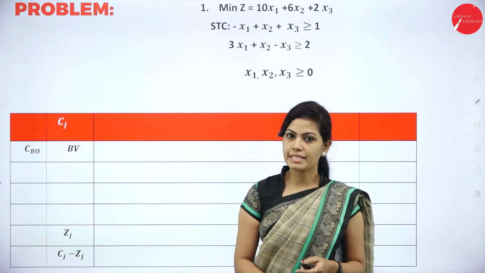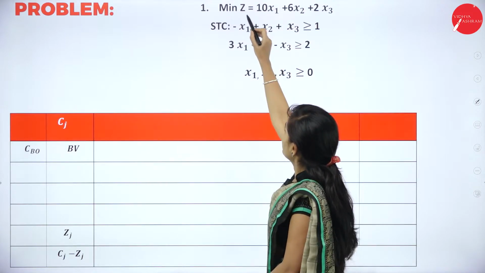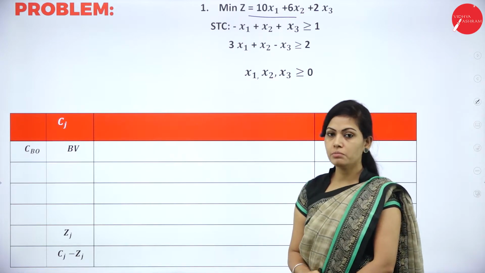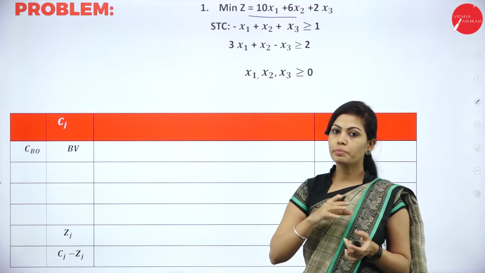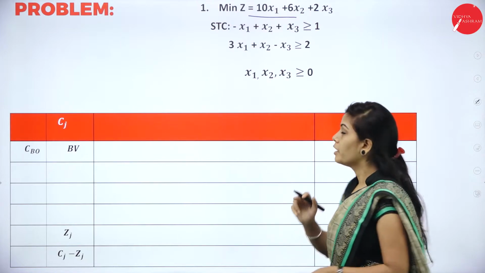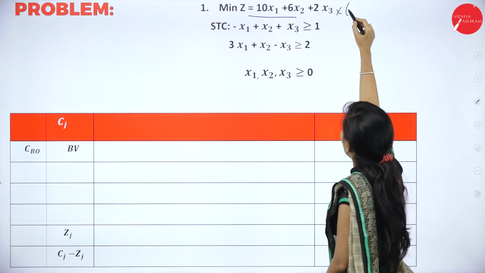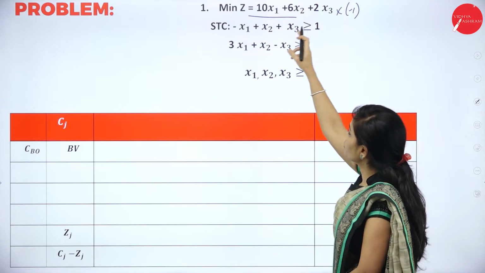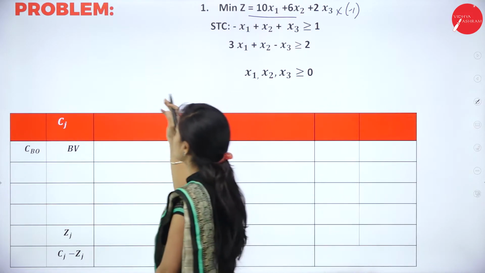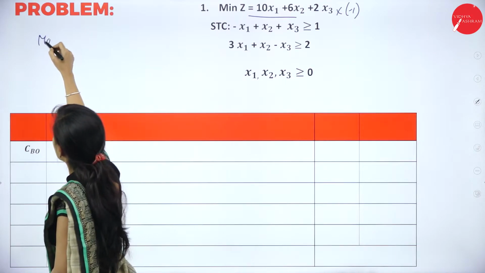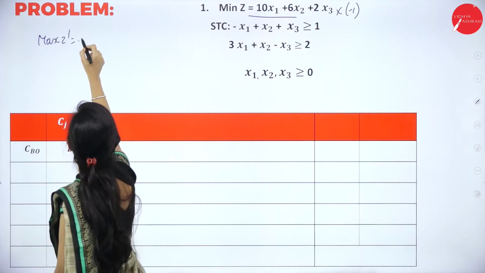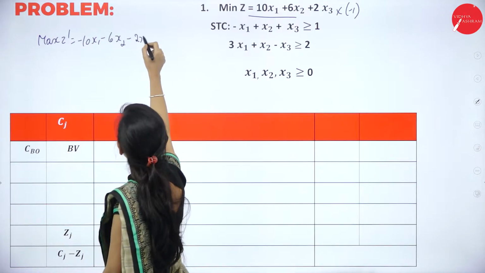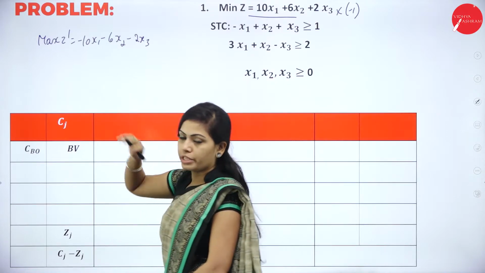Let's understand with an example problem. Here I have an objective function. It is a min-z minimization problem. So all the minimization types should be converted into maximization by multiplying the objective function by -1. So multiply by -1, and min will change to max z' = -10x1 - 6x2 - 2x3. So this is your objective function now.